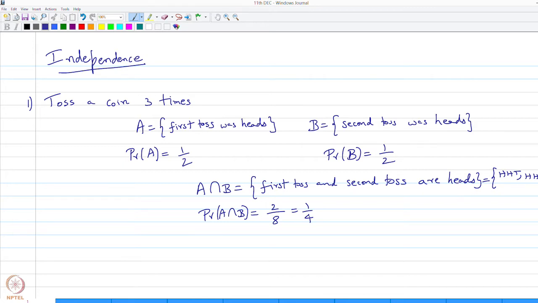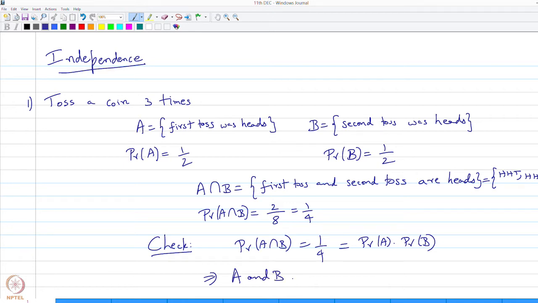Now, what is the definition of independence? 2 events A and B are independent if probability of A intersect B equals probability of A times probability of B, and we can check that probability of A intersect B, 1 by 4, is actually the same as probability of A times probability of B. Okay. So, A and B are independent. That implies A and B are independent events. Okay. So, this is a very simple example.